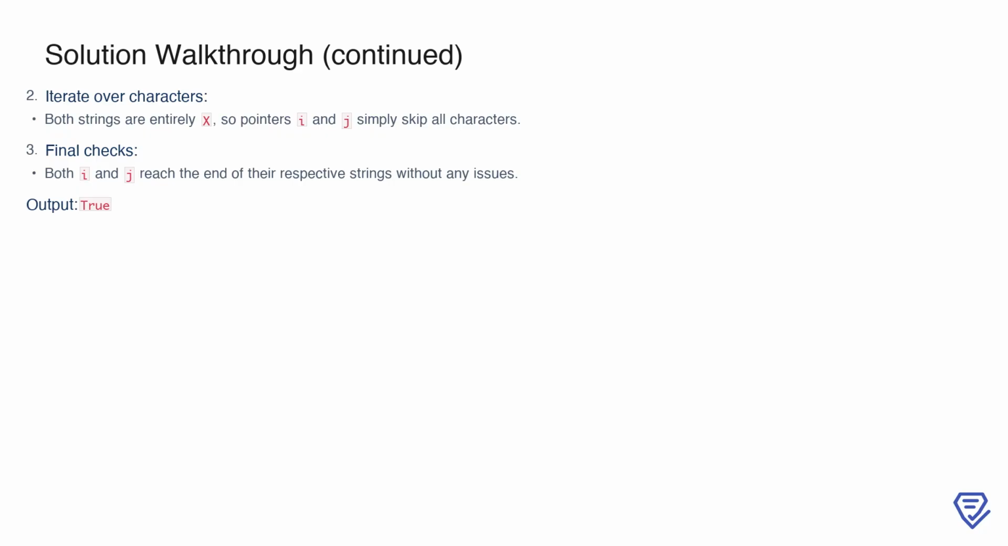However, in this case, there are no R or L characters to evaluate, so both pointers i and j simply skip over all the x characters. As a result, both pointers reach the end of their respective strings without encountering any issues. This confirms that the transformation is valid, and the output for this case is true.